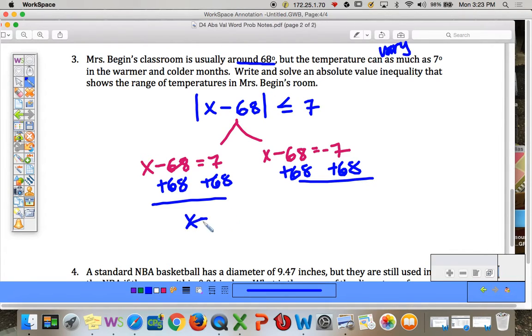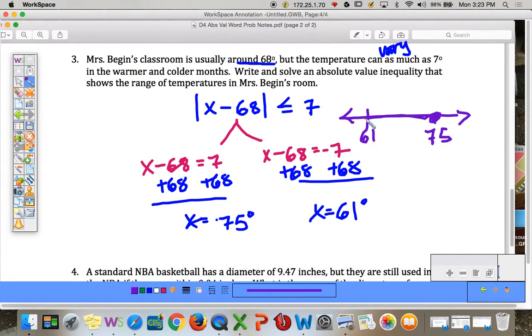All right, excuse me. So x can be up to 75 degrees. But if we take 68 and subtract 7, the low can be 61. So my range of temperatures, if I were to graph this, 61 is the low end, and 75 is the high end, and it can be anything in between these.